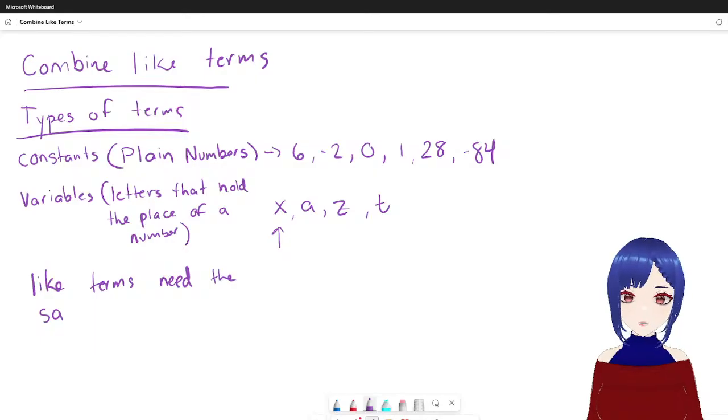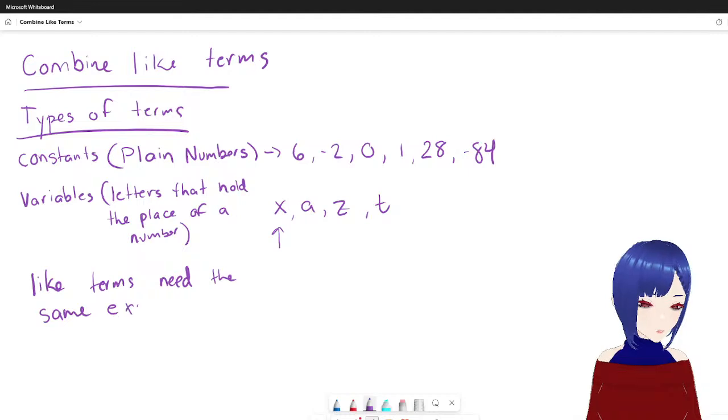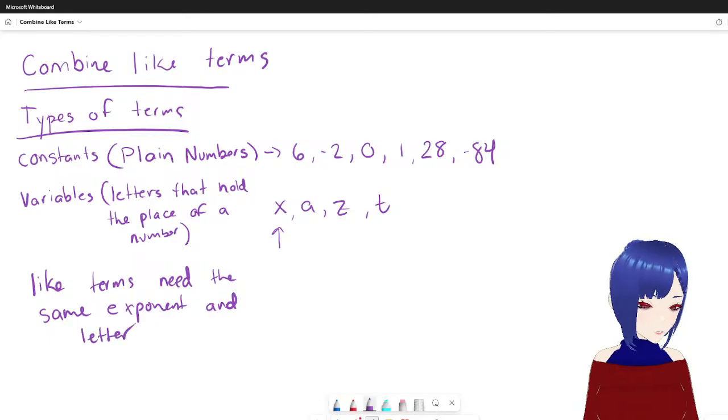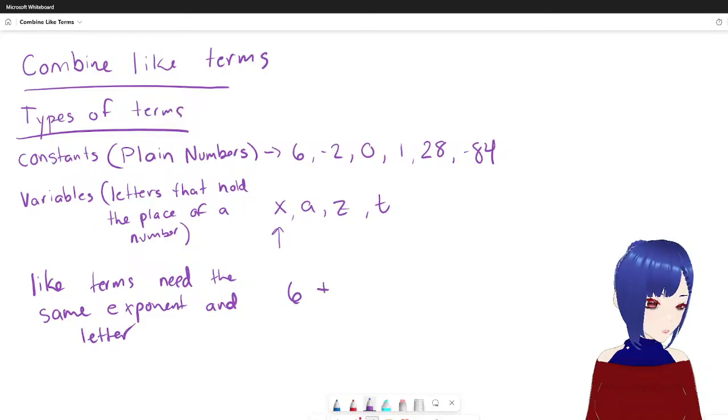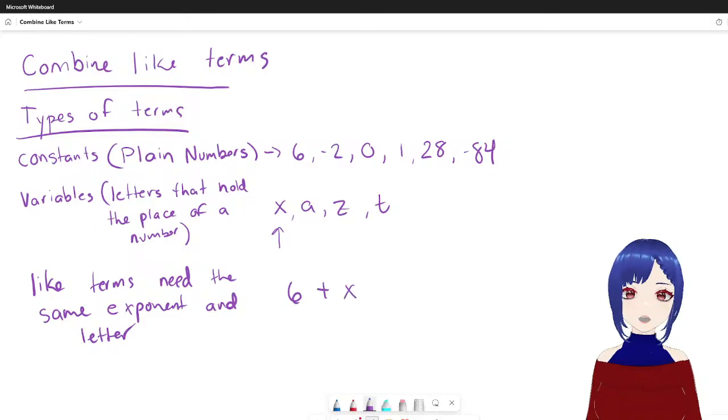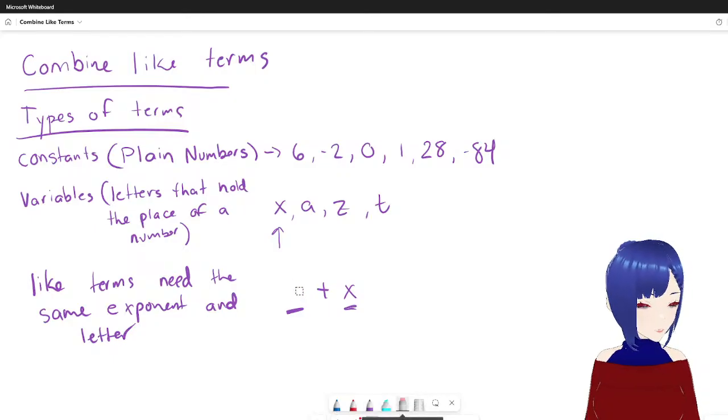They also need to be the same letter. So like terms need the same exponent and letter. So for us, 6 plus x. These are not like terms. One is a plain number and one is an x. They are not the same type of term. Actually, we'll leave that 6 there.